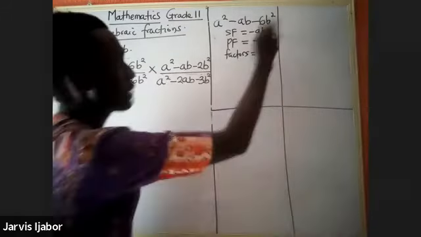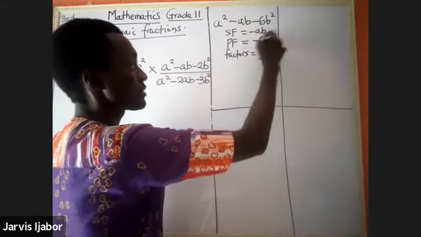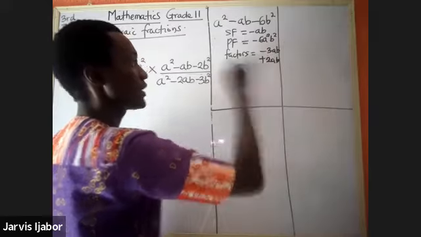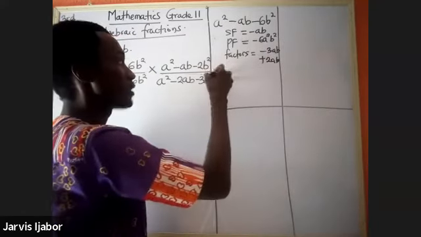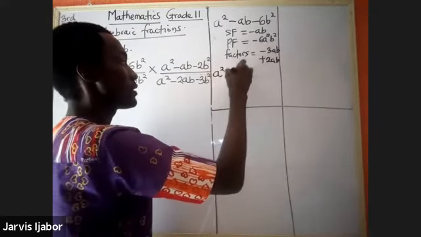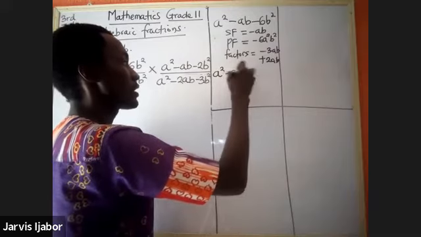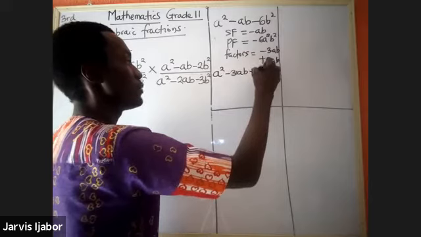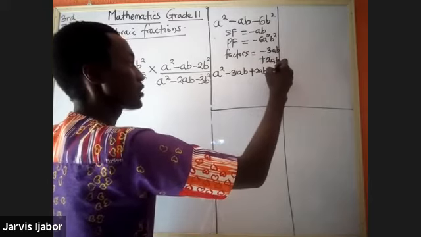So I can break it into 3 and 2, to become 3ab and 2ab. So with that, I can rewrite this to be a squared minus 3ab plus 2ab minus what?